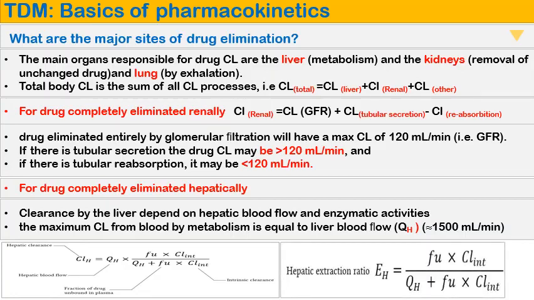There is a term called the hepatic extraction ratio, which can be expressed by this equation. Fu is the free fraction of the drug that will be eliminated by intrinsic clearance, or enzyme activity, over Fu multiplied by intrinsic clearance plus QH. This is the extraction ratio. Generally, the biological clearance equation is equal to the hepatic blood flow multiplied by the extraction ratio of the tissue.